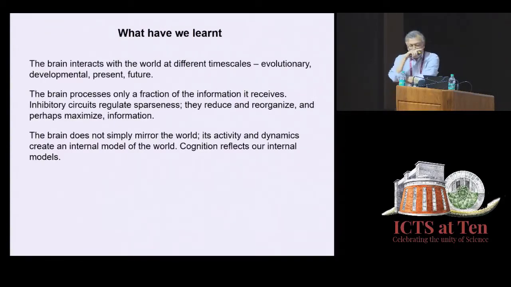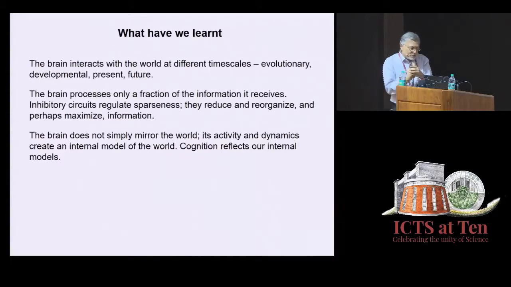What have we learned so far from all this? And I'm almost finished. The brain interacts with the world at different time scales. Of course, through evolutionary time scale. We are products of evolution. Through developmental time scale. And I showed you how we can rewire brains, and the world can write on the brain, but it doesn't write on a blank slate. The rewired auditory cortex is not identical to a visual cortex.